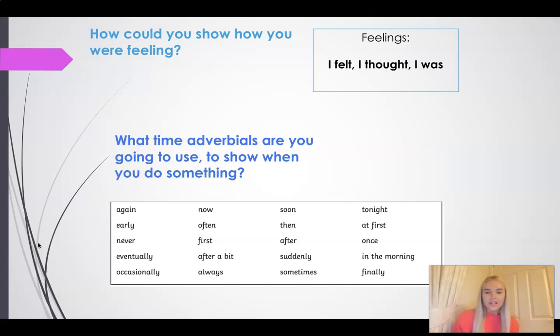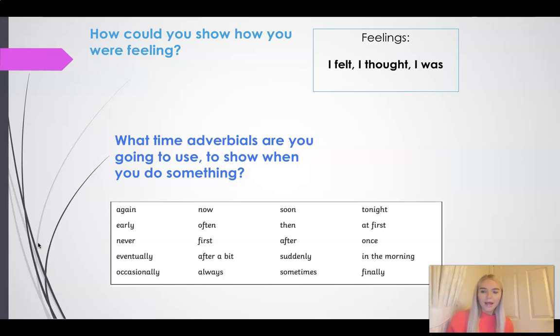Now, we are going to be looking at how we can start to think about using time adverbials in our diary entry plan. We know that we've done a lot of work on time adverbials. What are they for? When do we use them? That's right, we use them when we want to show when we are doing something.